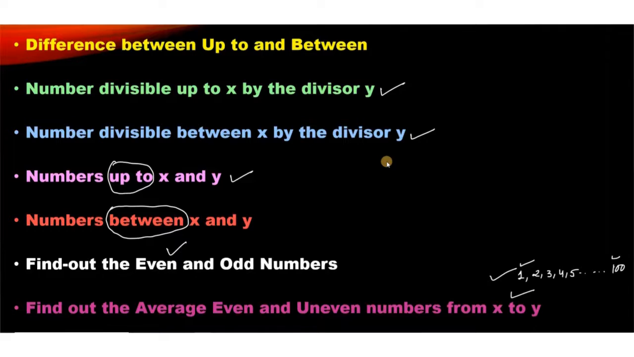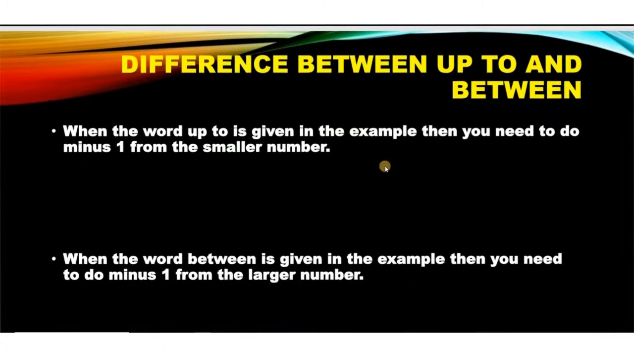Just keep an eye and listen to me very carefully. I am doing some examples so that I can explain the idea in a much better manner. Let's say the difference between up to and between. When the word up to is given in the example, then you need to do -1 from the smaller number.